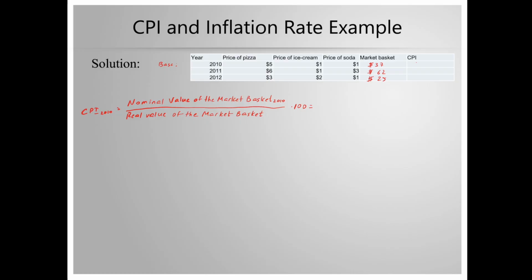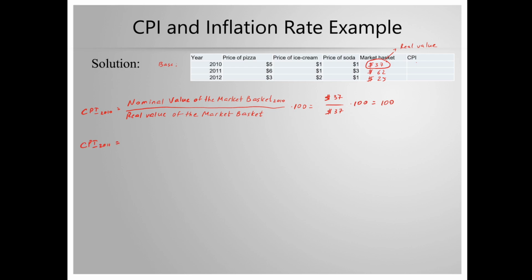So what is the real value of the market basket? Well, because 2010 is the base year, the real value of the market basket will be the value of market basket in the base year, that is 2010, which is 37. So nominal value of the market basket in 2010 is 37, and the real value of the market basket is just the same because our base year is our current year, and the CPI in 2010 is 100. And we expected this because CPI in base year is always 100.